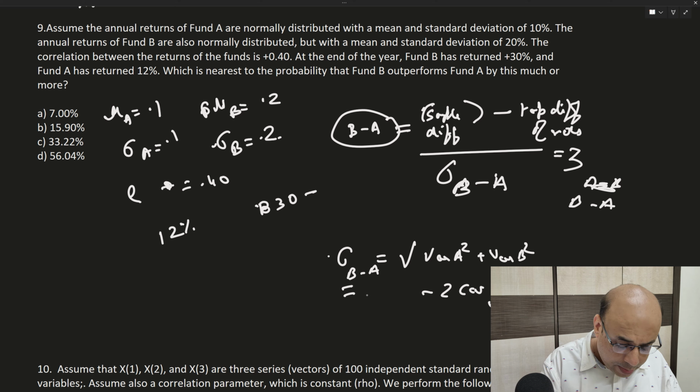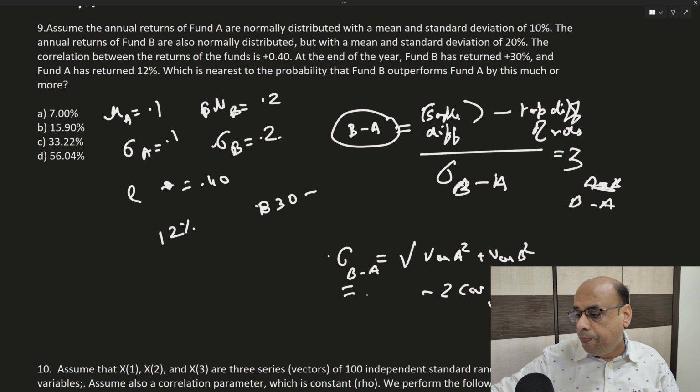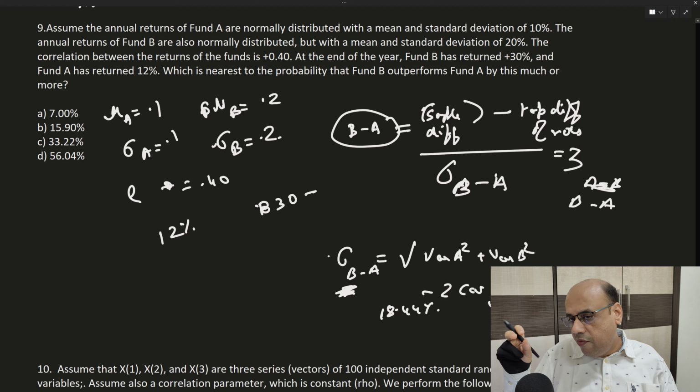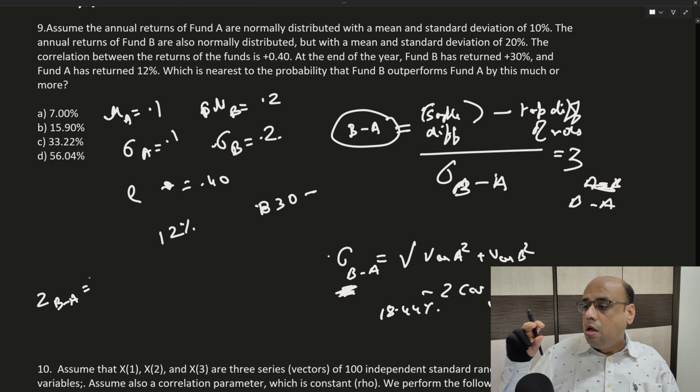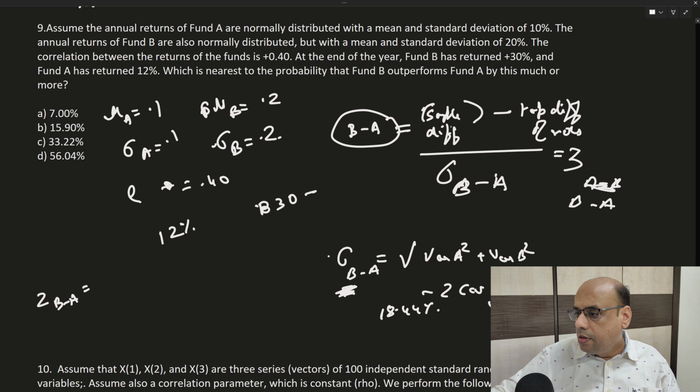0.2 square plus 0.1 square minus 2 into 0.4 into 0.2 into 0.1, which is 18.44%. This is the standard deviation of the difference of the rate. So Z of B minus A is how much? The sample difference. What is the sample difference? 30 minus 12 is 18%.